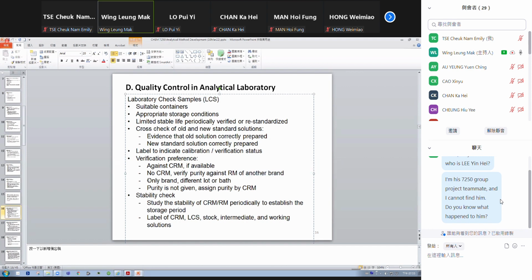it's the same as I talked before. If only one manufacturer can produce this CRM or the chemicals, you need to check whether in a different batch or the different lot, they also agree with the concentration in the certificate, or the concentration they claimed when you received it.